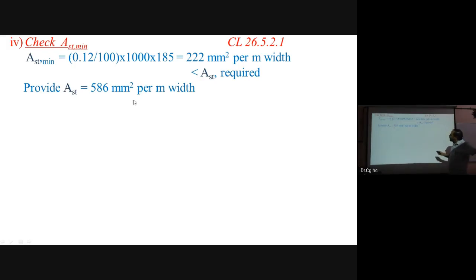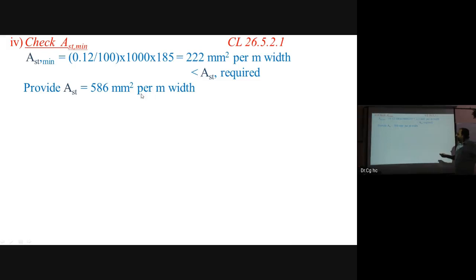Why? Suppose we calculate here and get 586. When we calculate 0.12%, suppose if it is more than this, say it comes to 600 millimeter square, then we must provide 600 millimeter square, isn't it? That is the main theme of this, the comparison of AST minimum and AST calculated. Therefore, now let us provide 586 millimeter square per meter width.